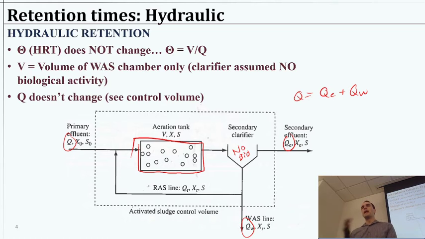So the net Q doesn't really change based on how much you recycle. If you recycle less, then more is going out the effluent. If you recycle more, it's going to be a little less coming out the effluent. But the net balance is going to be the same. Whatever's coming in is going out. We're not accumulating water inside that control volume.